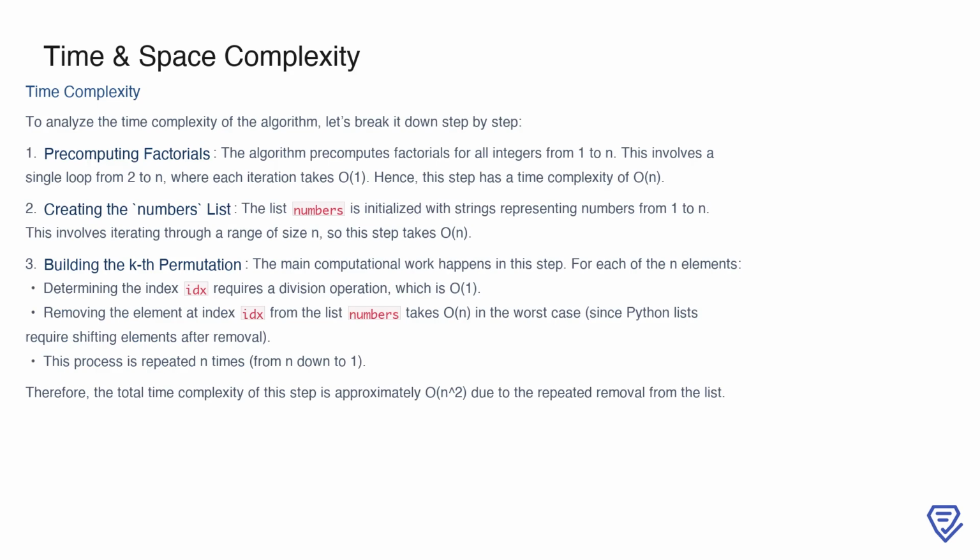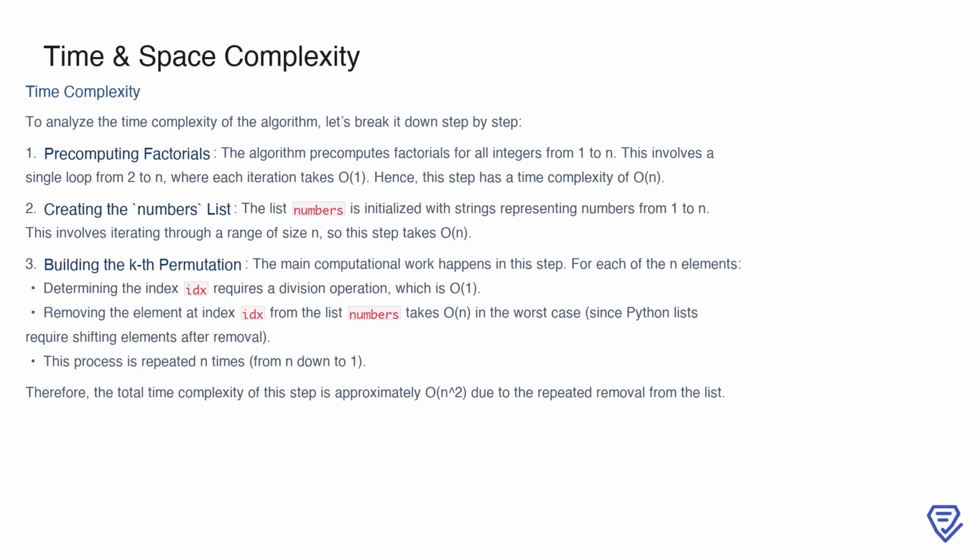To understand the time complexity of the algorithm, we need to examine each step in detail. First, we have the precomputing of factorials. This step involves calculating the factorial for integers from 1 to n using a single loop. Since each iteration takes constant time, the overall time complexity for this step is O(n). Next, we create the numbers list, which contains strings representing numbers from 1 to n. This requires iterating through a range of size n, so this step also takes O(n) time.